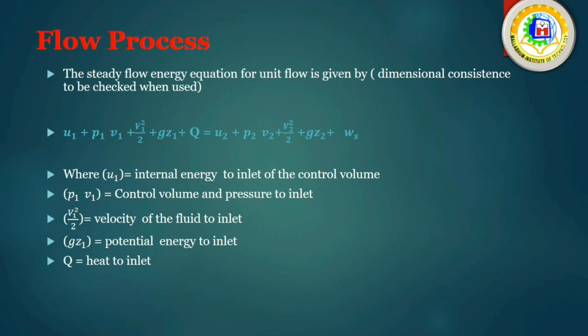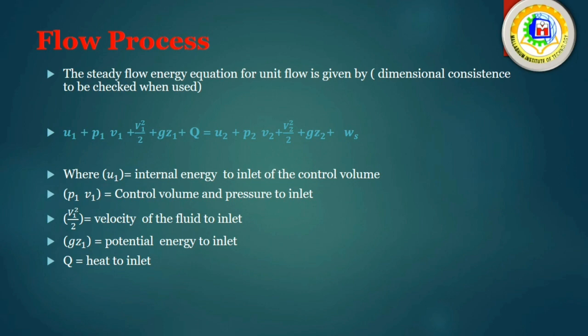Next, the flow process. The steady flow energy equation per unit flow is given below, and dimensional consistency is to be checked when used. It is: U1 plus P1 V1 plus V1 square by 2 plus gZ1 plus Q at the inlet of the system, equals the outlet of the system, that is U2 plus P2 V2 plus V2 square by 2 plus gZ2 plus Ws. Here Ws is the shaft work.